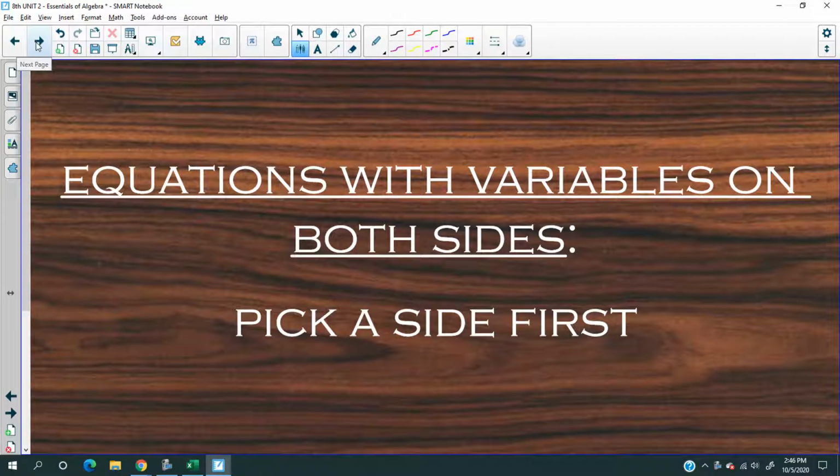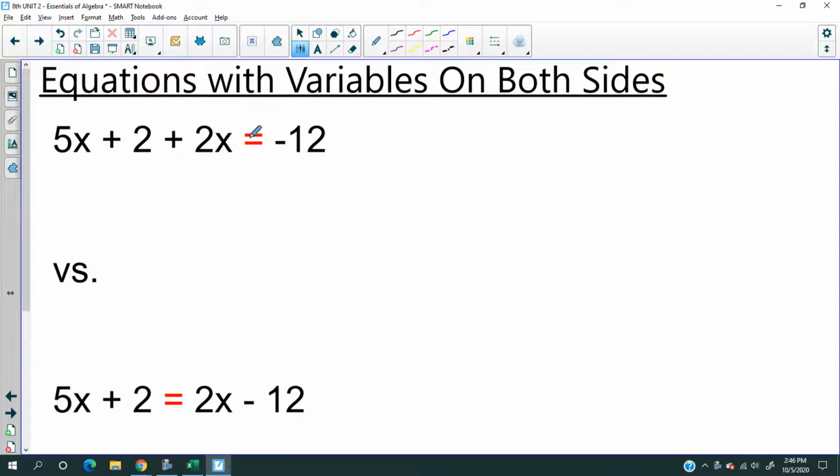So what do I mean? When we talk about equations with variables on both sides of what? That's the first thing we need to understand. Yeah, the equal sign. That's the focus. You see how I put the equal sign in red in different places? So here's the first question, and I want you to realize this: what's the difference between this equation and this equation?